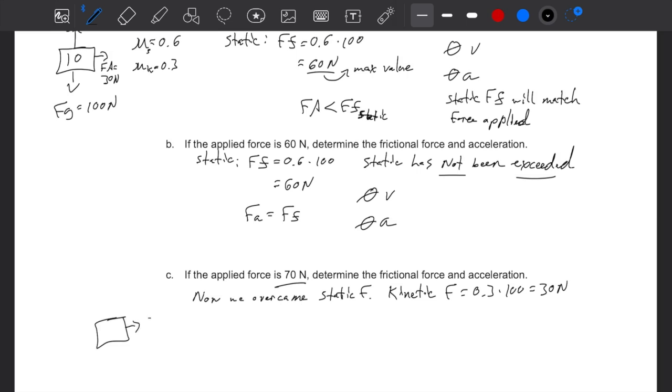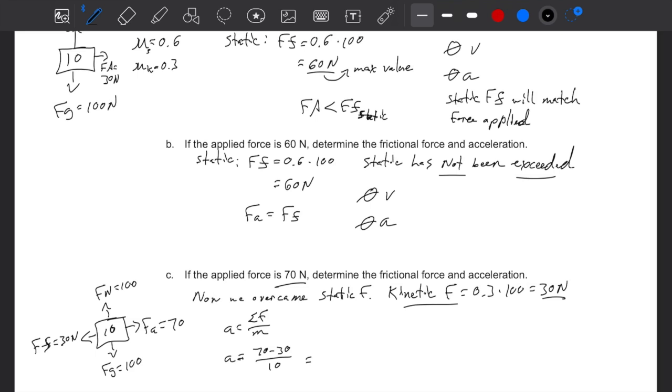Coefficient times force normal. So we're pushing with a force applied of 70 newtons. 10 kilogram object, force of gravity would be 100 newtons. Force normal, 100. We're balanced vertically. And then the kinetic friction we calculated is 30 newtons. Now we know the net force is equal to mass times acceleration. They want us to calculate acceleration. So acceleration is the net force divided by mass. The net force being force applied minus force of friction, so 70 minus 30, divided by the mass of 10. So that would be 40 over 10, or 4 meters per second squared.